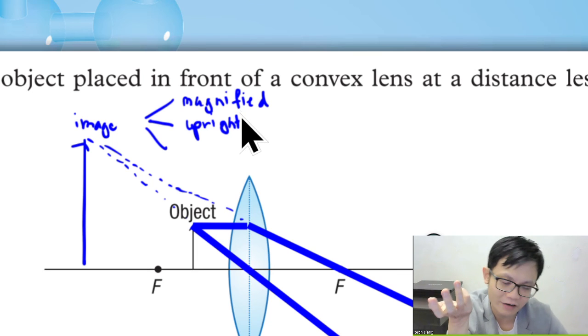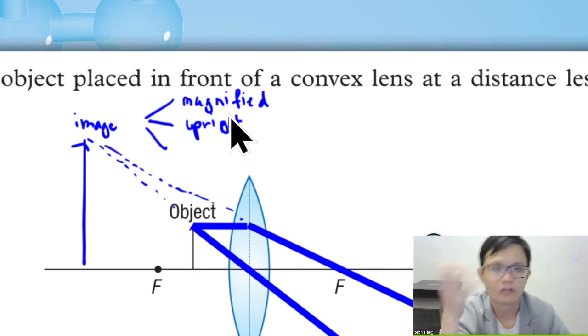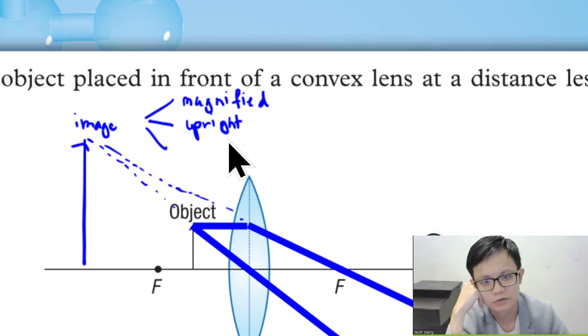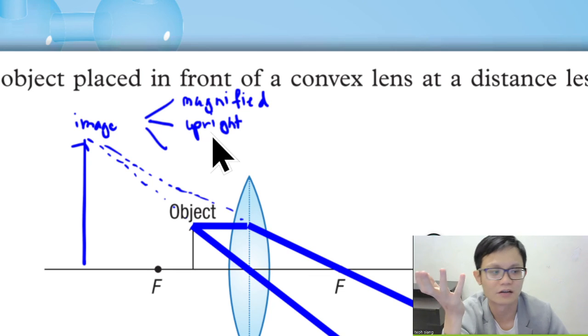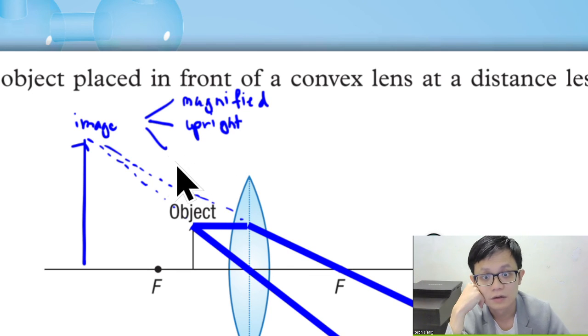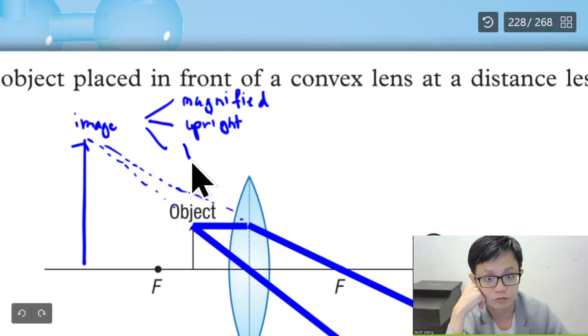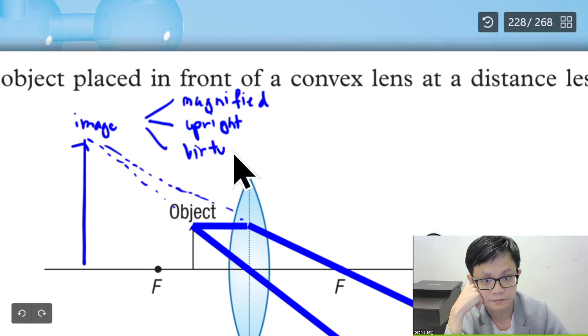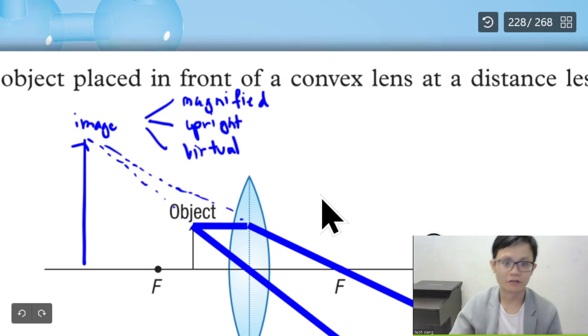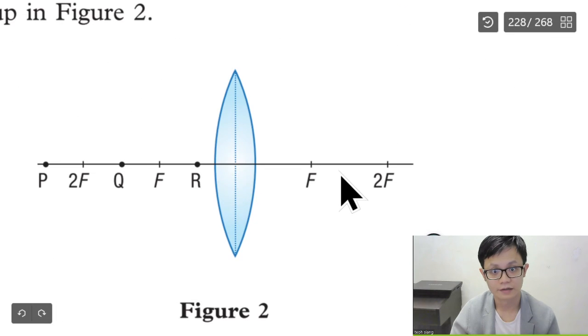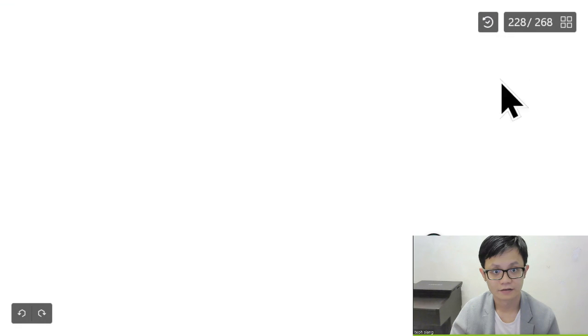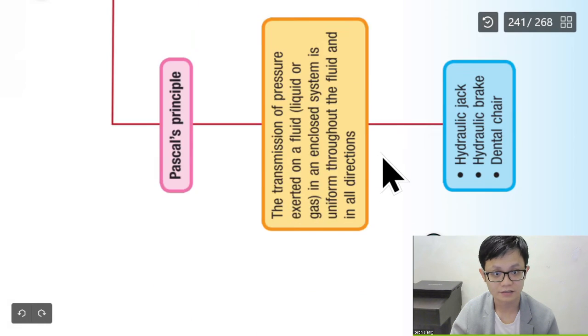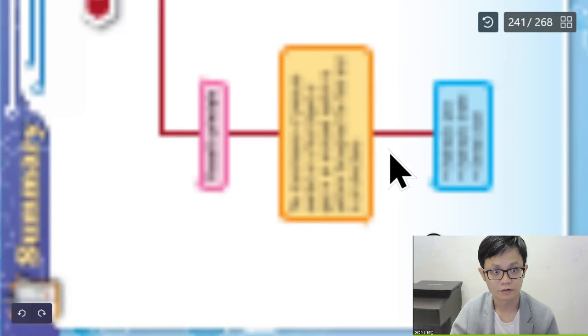Some books use downright, but I don't know. Most books say inverted, so you just follow the book. Follow the textbook is best because your exam is based on the textbook. And then real or virtual. Since I drew a dotted line, it is virtual. So I hope today you learn how to draw the lines, and you don't need to memorize. You just need to learn how to draw.